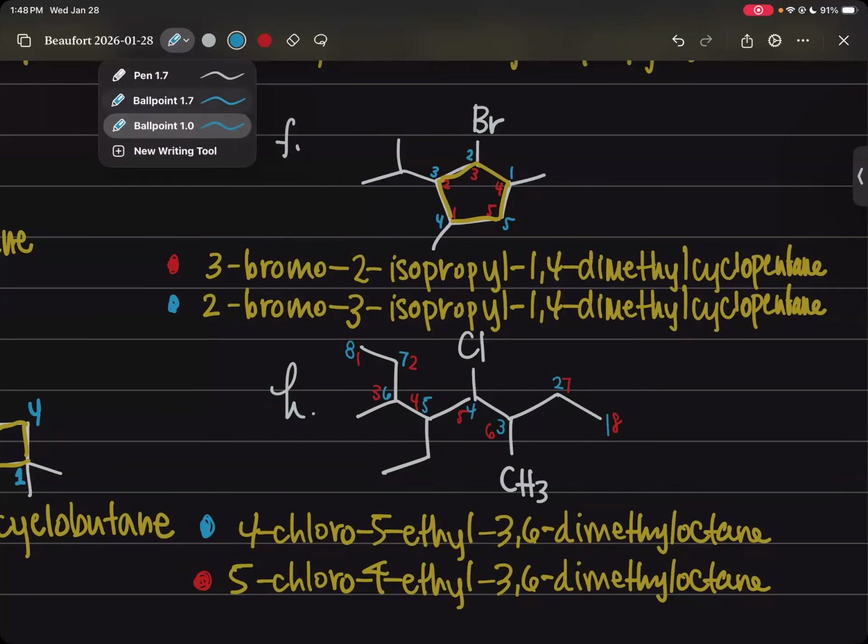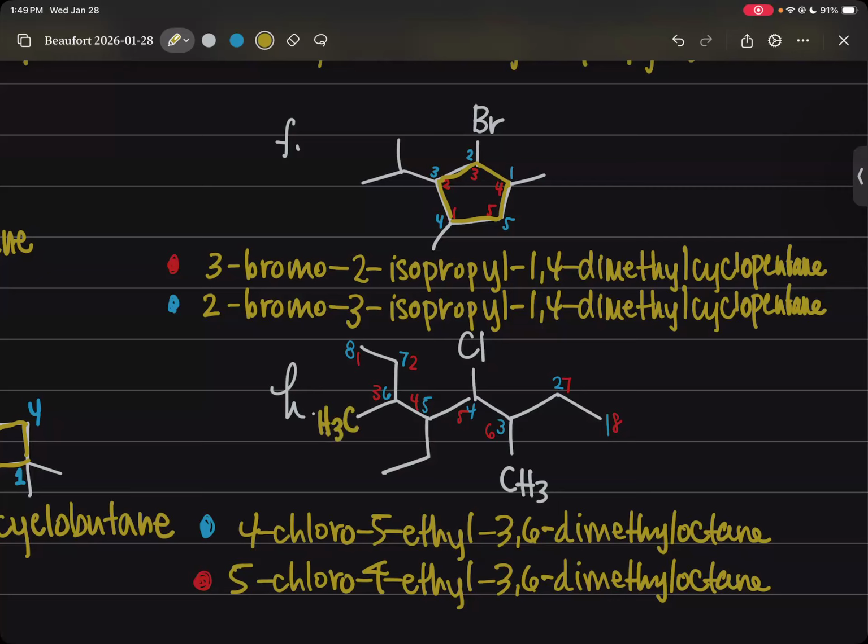Also, one thing to watch out for here is this looks like 4 different types of functional groups. We have the end of a line, we have an ethyl group, we have a chloride, and we have a CH3. But remember that this here is also a CH3. It's just written in a slightly different way.